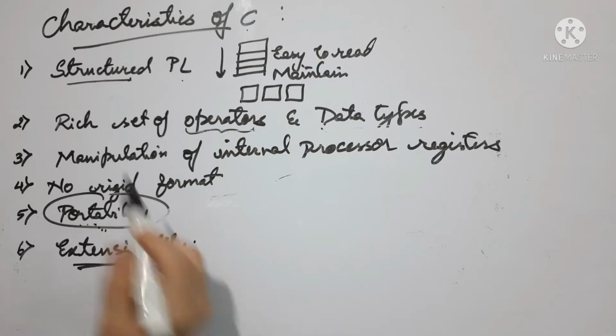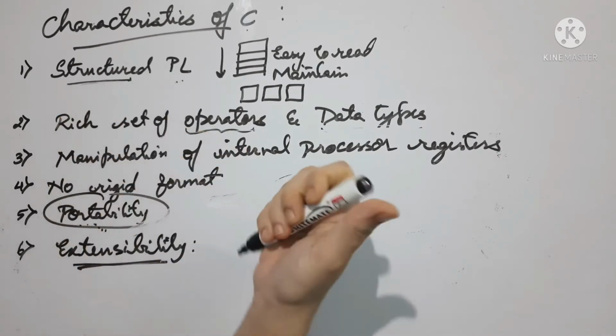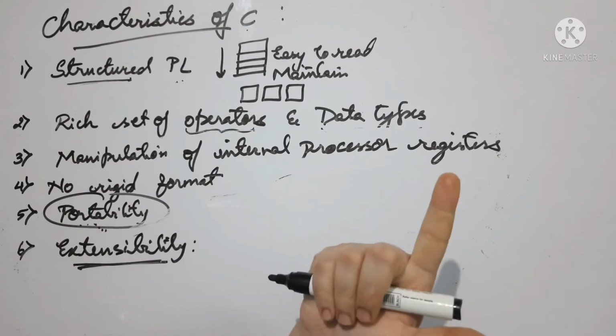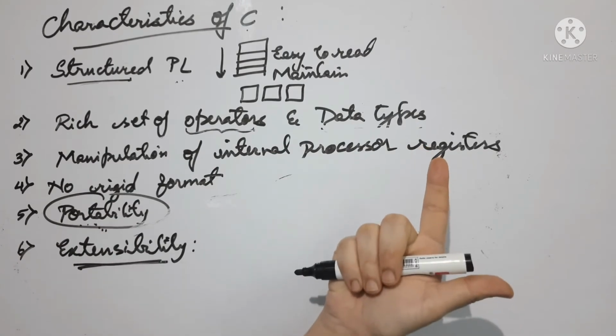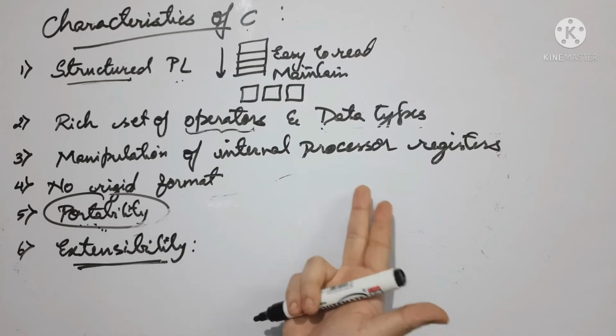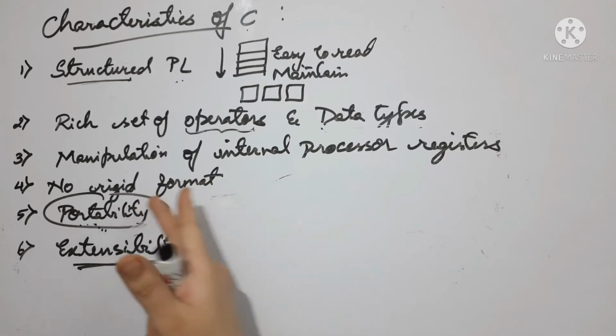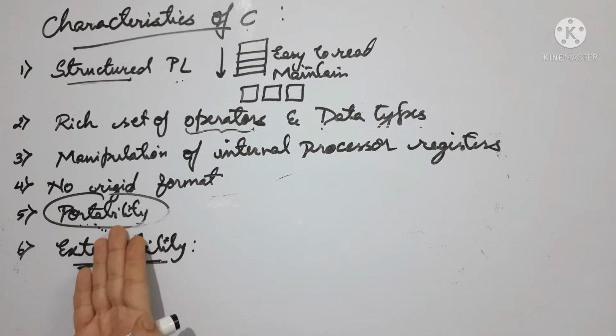Let's have a quick review. First of all, C programming language is a structured programming language. It consists of a rich set of operators and data types. Manipulation of internal processor registers is easy. There is no rigid format, and it offers portability and extensibility.